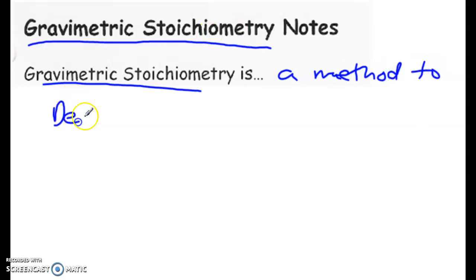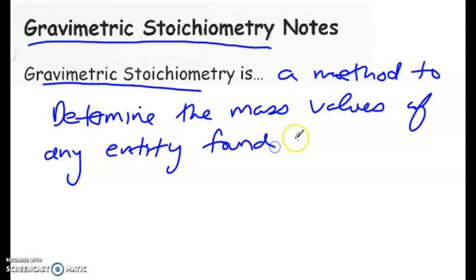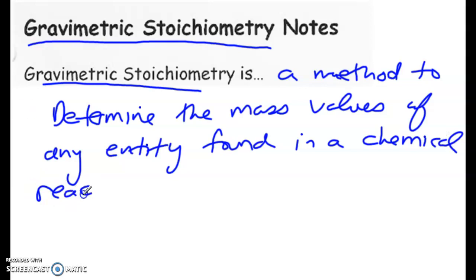a method to determine the mass values of any entity found in a chemical reaction. Okay, so what that means is it can be a reactant, it can be a product, right?